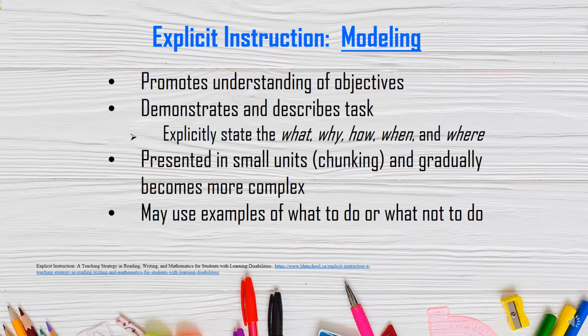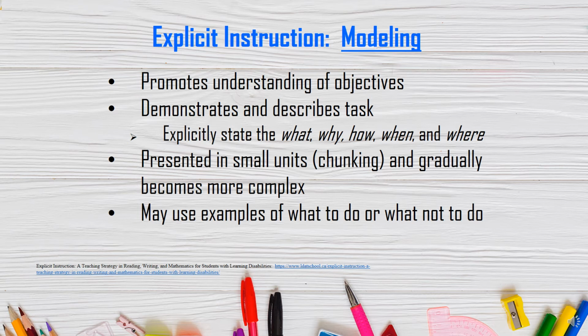Explicit instruction begins with modeling, which promotes the understanding of the learning objectives for students. This step consists of the teacher demonstrating a task for the student and describing exactly what is being done as it is being done. The goal of the modeling step is for the teacher to explicitly state the what, why, how, when, and where of what they are doing.